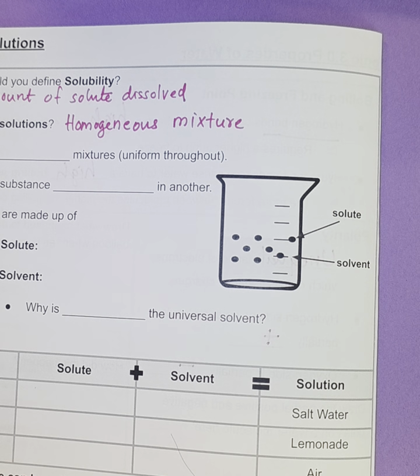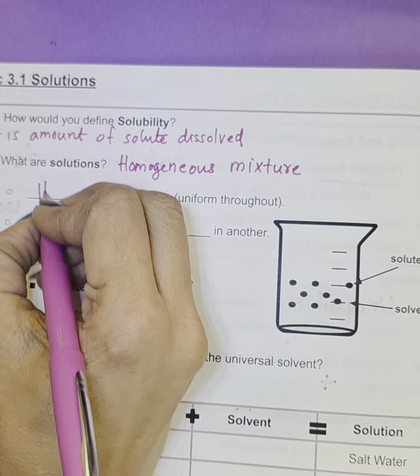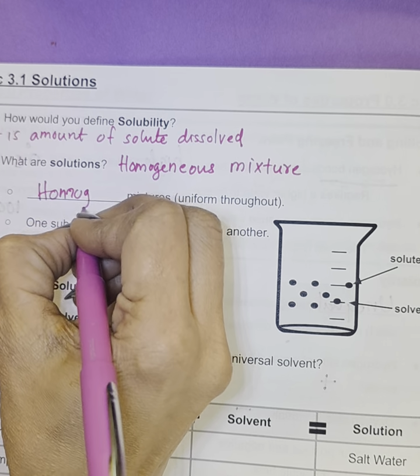Give me some gaseous solution from this room. Oxygen is a single substance. Carbon dioxide is also a single thing. It has two different elements, but they're chemically connected, so that is single. What is it? Air, very good. Air has nitrogen, oxygen, and many other pollutant gases. Those are called solutions. So go ahead and write homogeneous mixture.